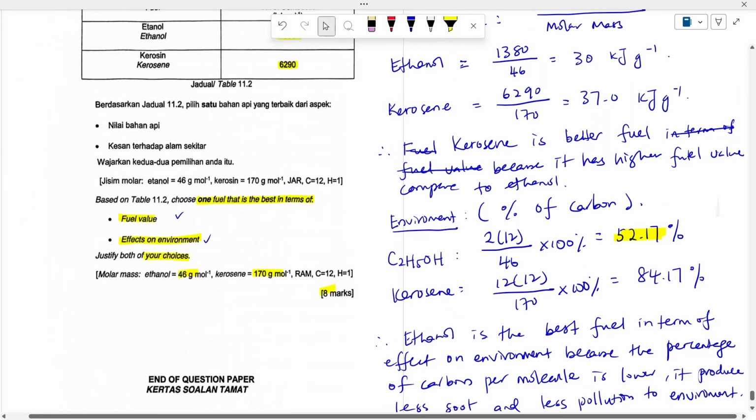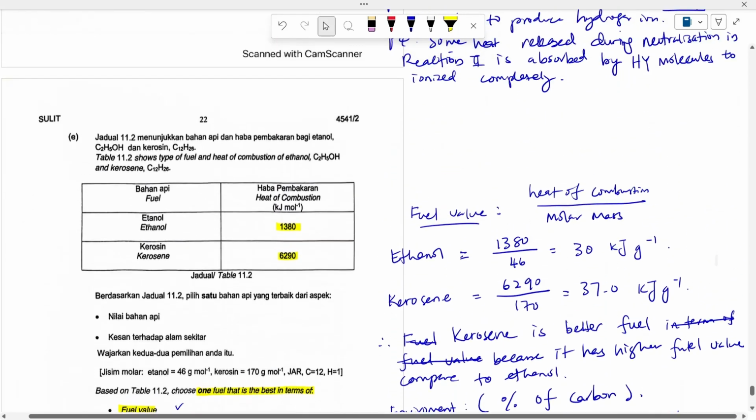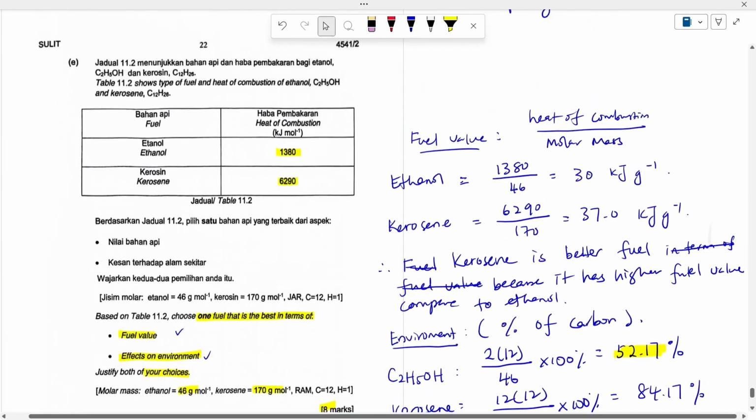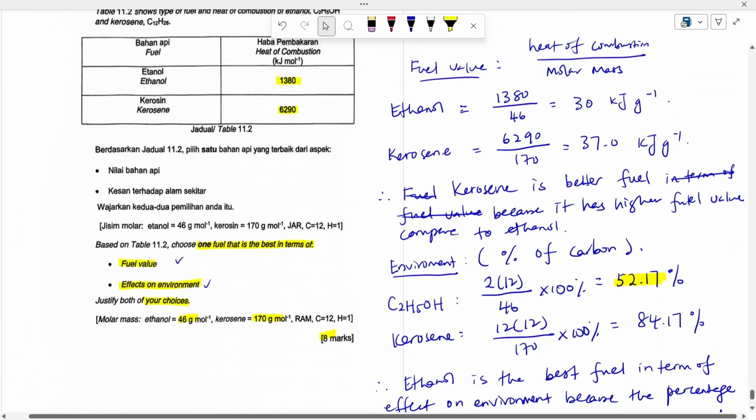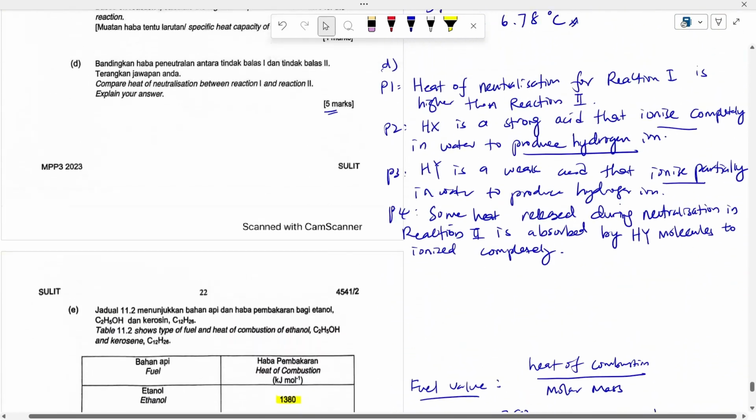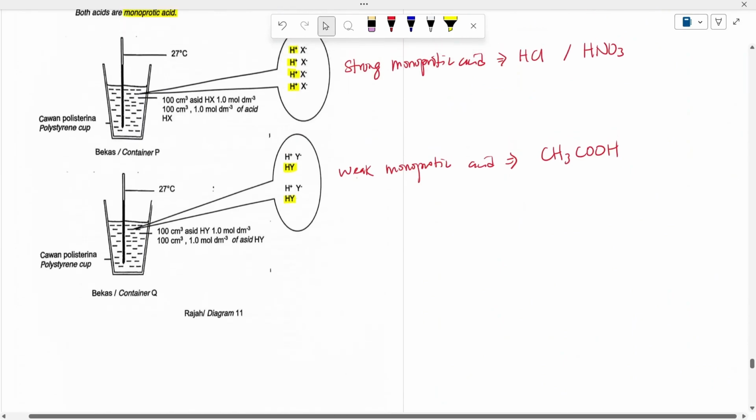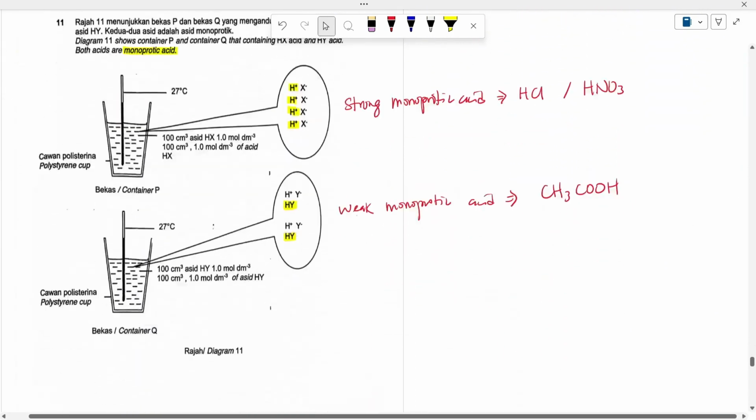So that's all for part B, the second part, the essay question on the MRSM trial papers. Thank you very much.